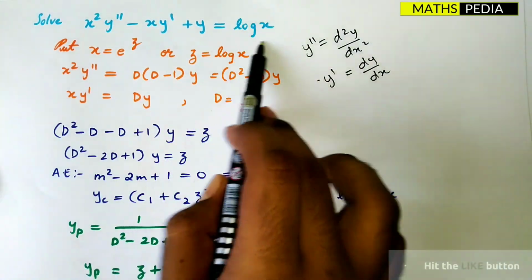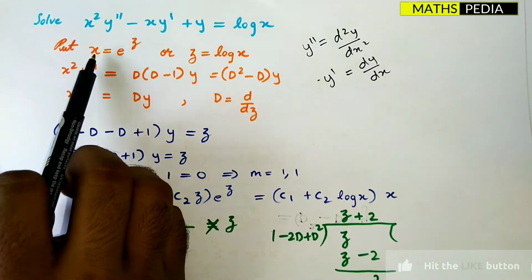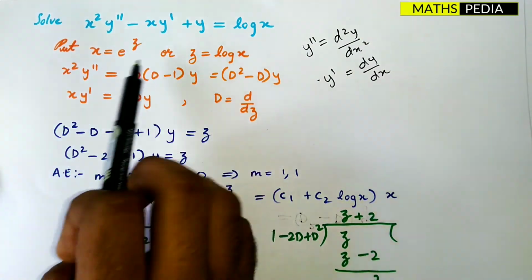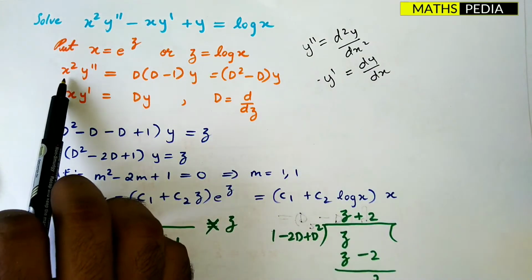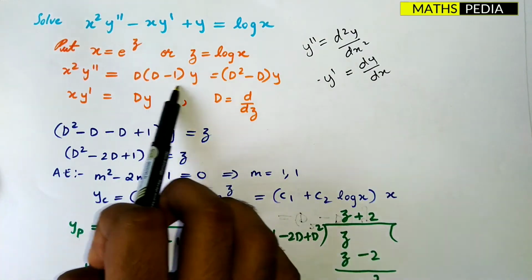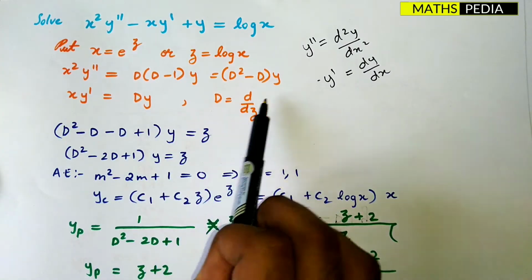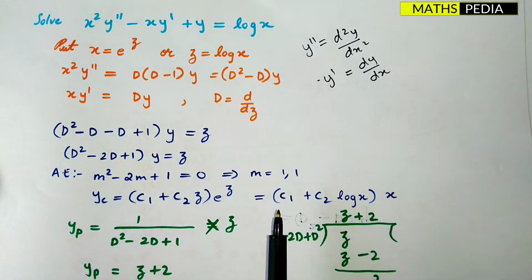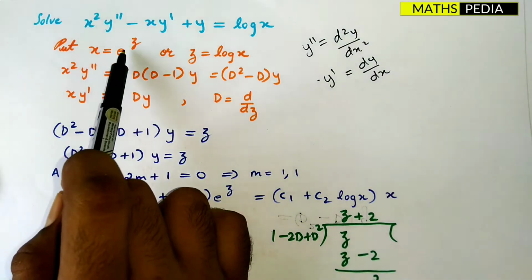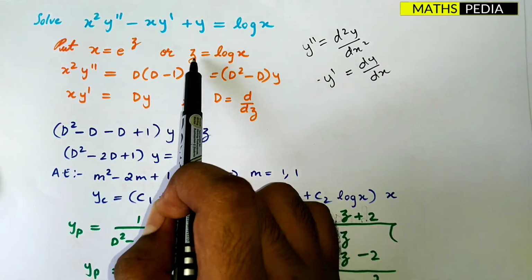Now in the RHS also we have some function. Now put x is equal to e power z. It's the same thing as I said, z is equal to log x. Now x square y double dash will become this part, and x y dash will become dy, and d is nothing but d by dz. Now for solving the LHS, it is the same procedure, but you need to remember we have to involve this z part, because you have to replace x with e power z and z with log x.